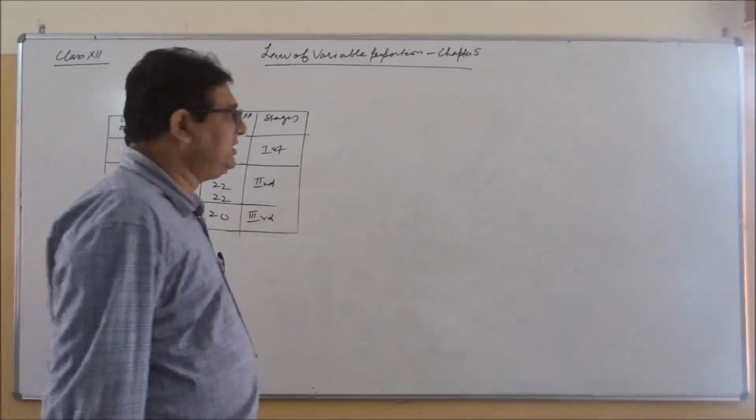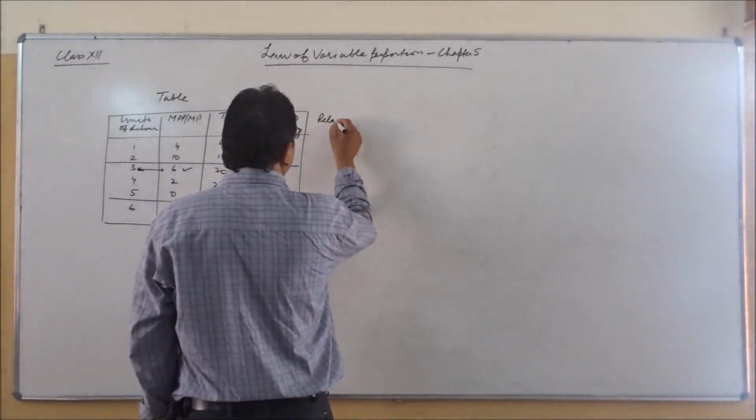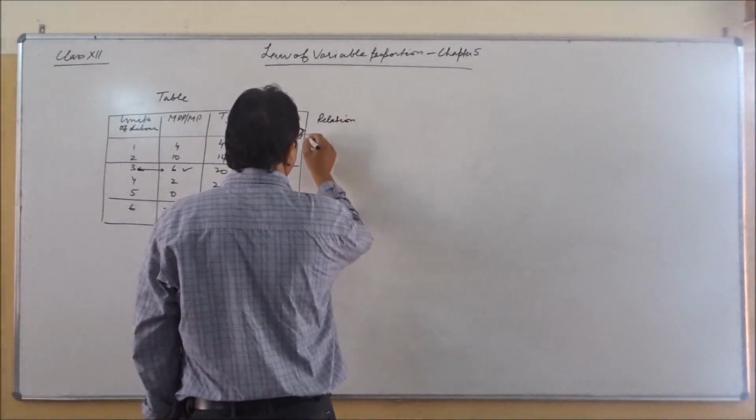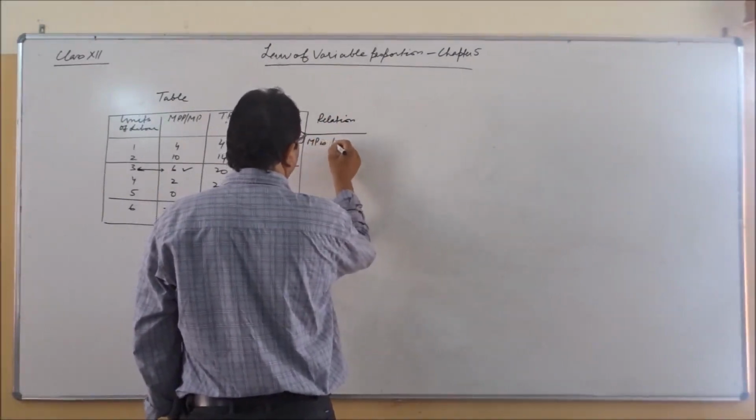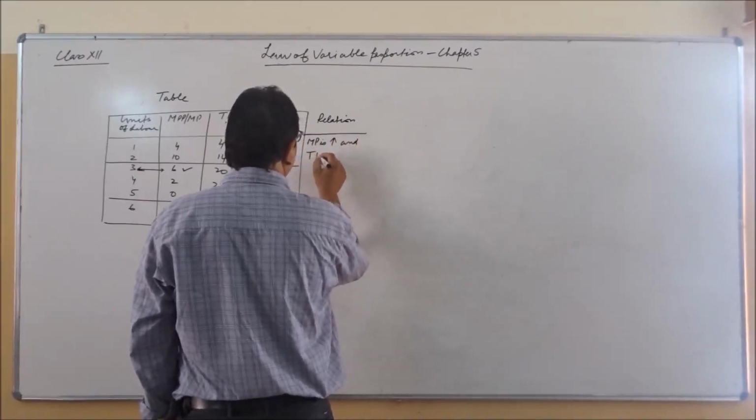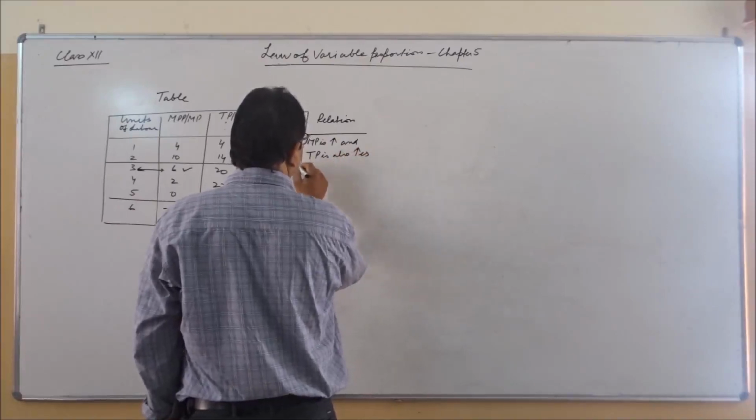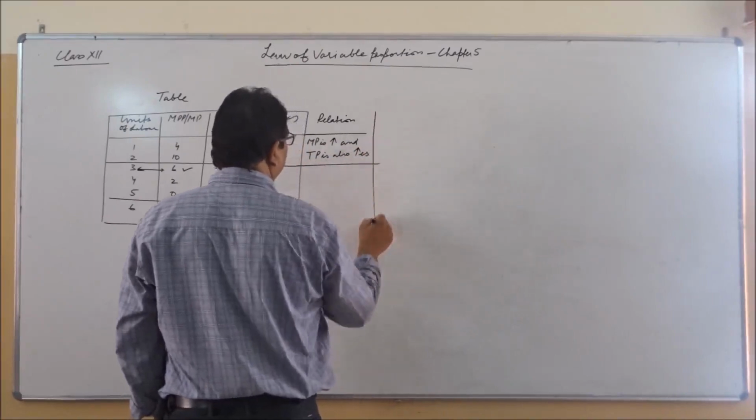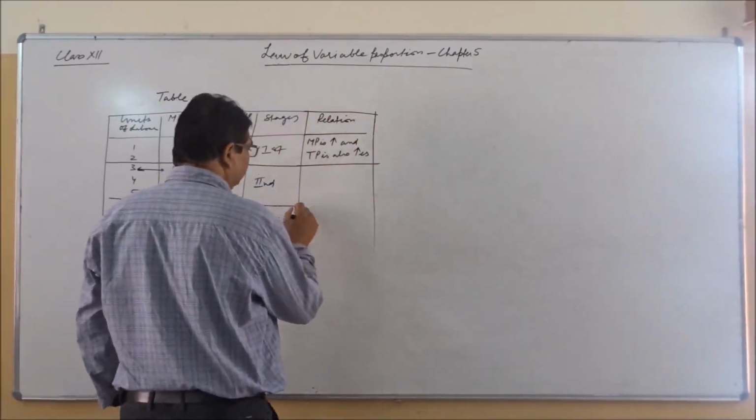So there are 3 stages. In the first stage, MP is rising and TP is also rising or increasing.